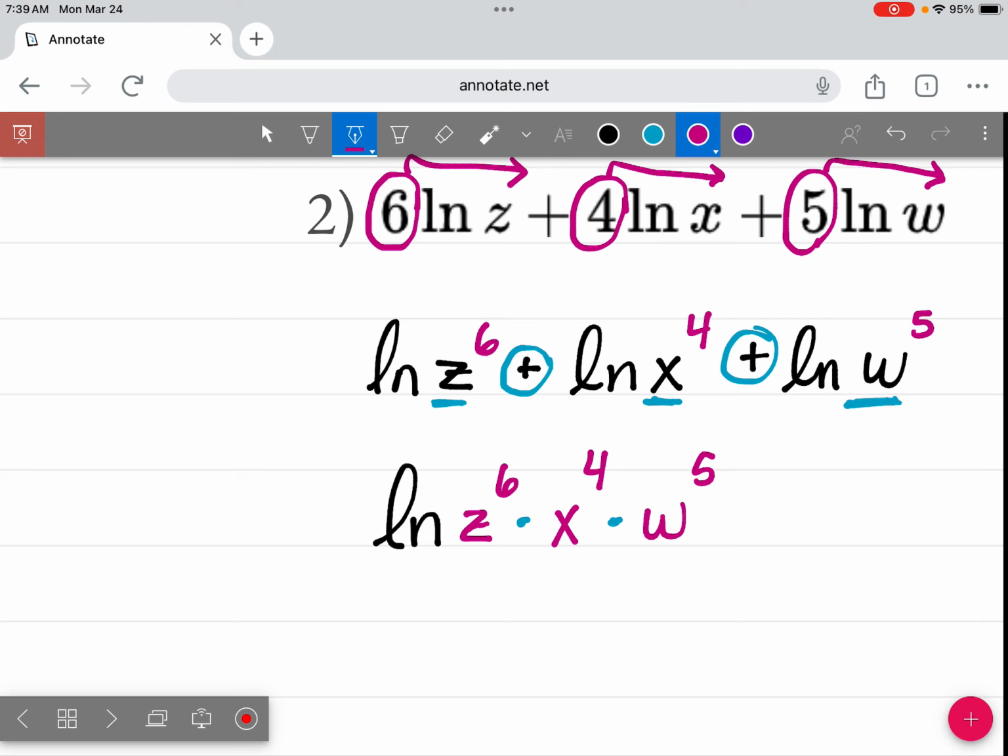All right. Questions on these two? Okay.